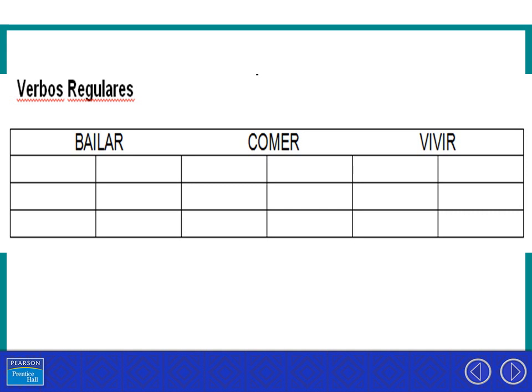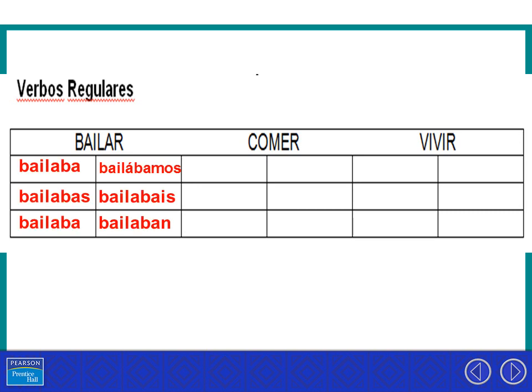Yo bailaba, tú bailabas, él, ella, usted bailaba, nosotros bailábamos. Notice the accent on the A in bailábamos, bailabais, bailaban. So these are the AR endings: aba, abas, aba, ábamos, and aban. Don't forget that. And they're fun to say, so practice.